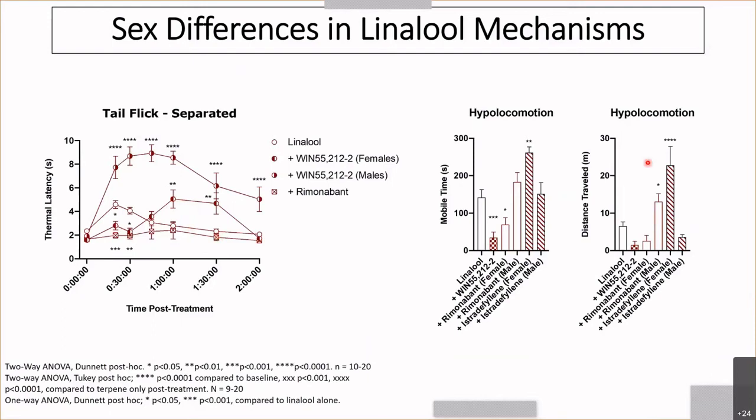And then lastly, we saw some mechanistic differences in the hypolocomotion between males and females. So the estradiol reversed in females, and the rimonabant reversed in males. That's significant. And the estradiol reversed in females, suggesting there's a mechanistic sex difference in the hypolocomotion. Adenosine 2A for females and CB1 mediated for males. But these are minor, so these are the only real sex differences we discovered in our studies.